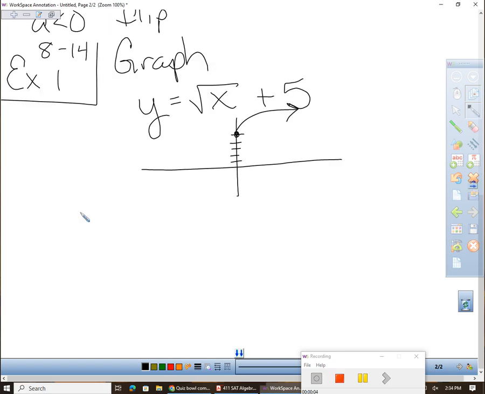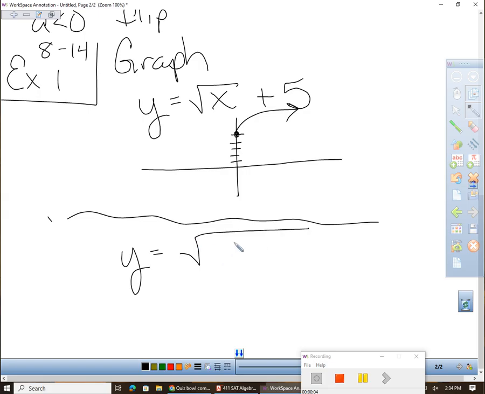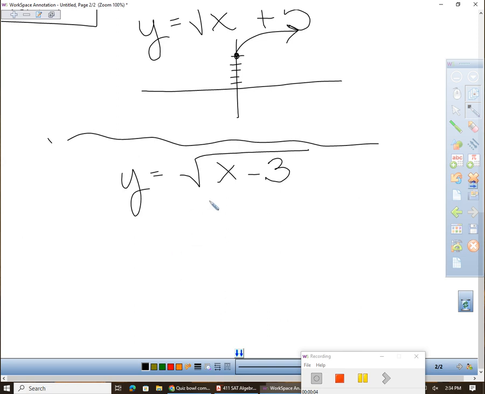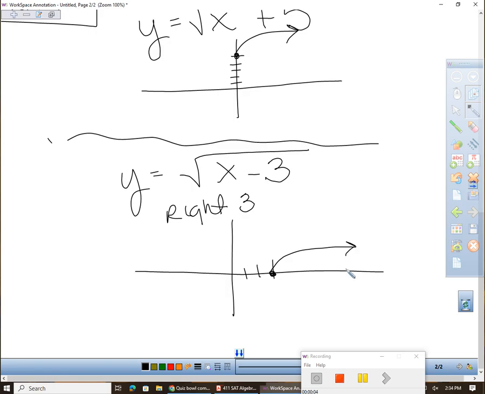Okay, try another one. What if I had y equals the square root of x minus 3? This means I'm going which direction? Right, left. Or right 3. Right 3, that I agree with. Good job. So then on my graph, I'm going to go from the origin to the right 3. So it's going to start right here, and it's the top half. Questions so far?